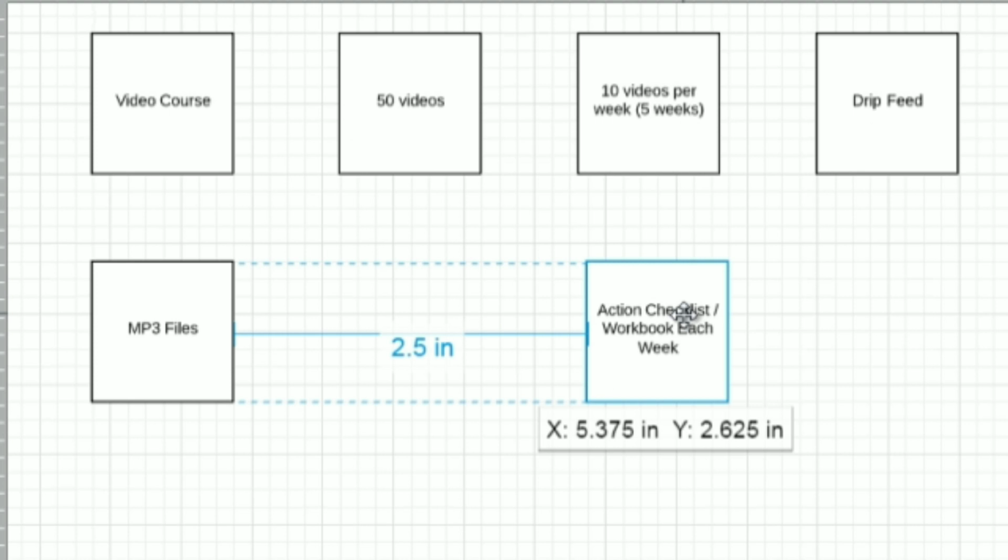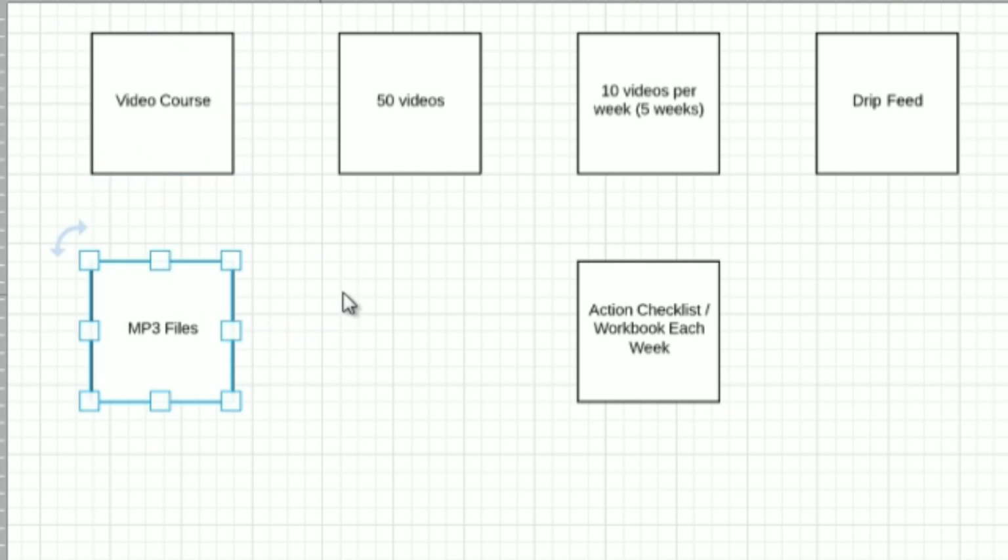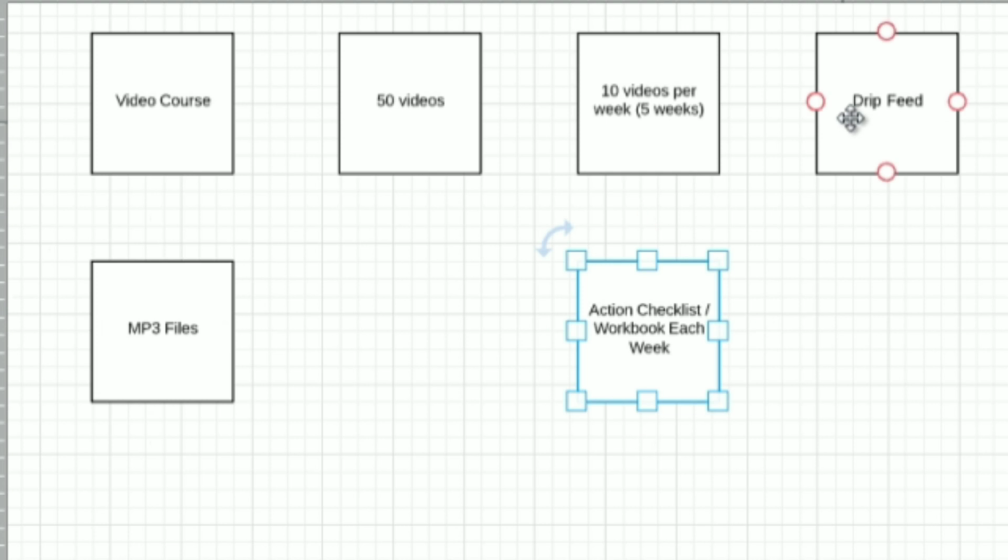All right, so now that we have talked about learning style, so I'm going to stick with videos. I'm going to do MP3 for auditory folks. People who are kinesthetic like to kind of do hands-on type stuff. So they like to follow along and actually do it along the way. So we have the action checklist and workbook each week. So every week they got homework. So we can make this as homework.